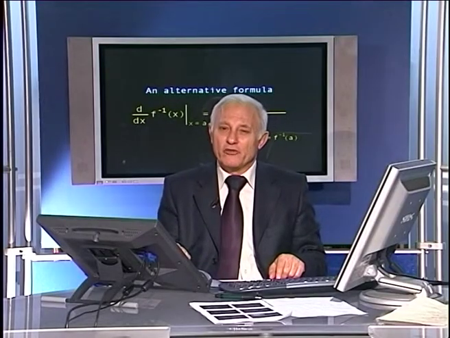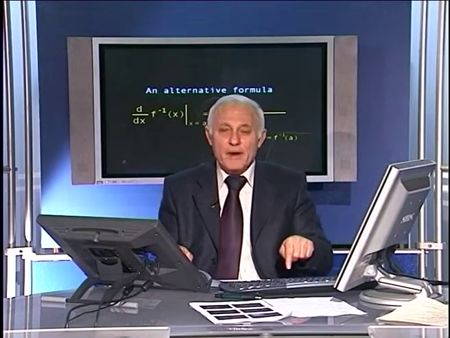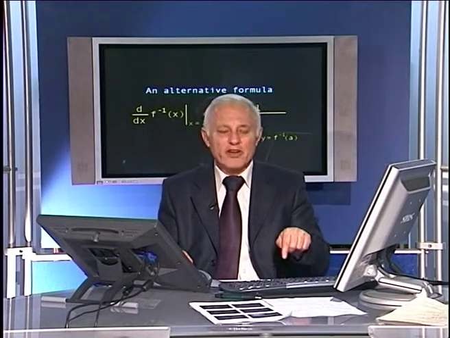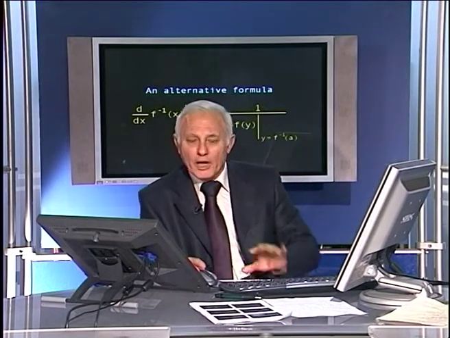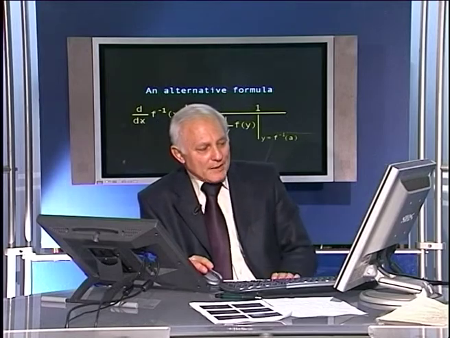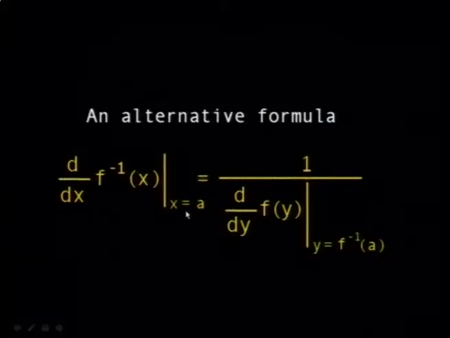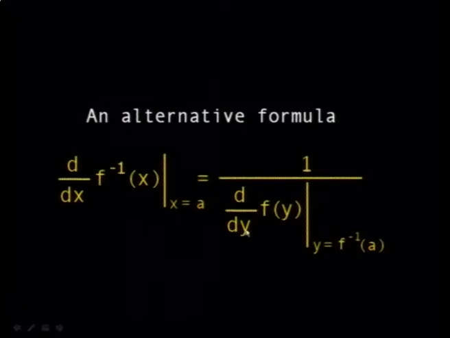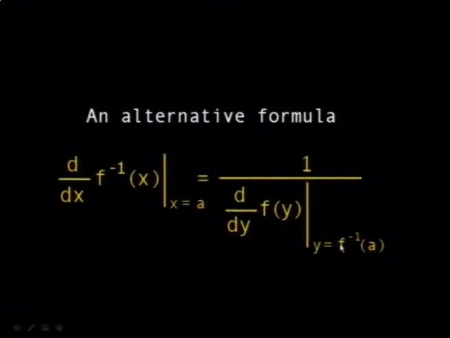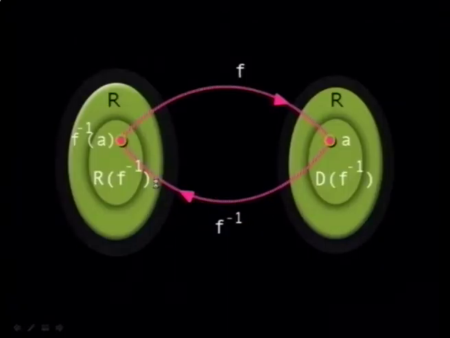You have a lying in the domain of f⁻¹, and f⁻¹ of a lies in the range of f⁻¹. So you get the same formula in a different way. So d/dx of f⁻¹(x) at x = a is equal to 1 over d/dy of f(y) at y = f⁻¹(a). And we can actually show this here.